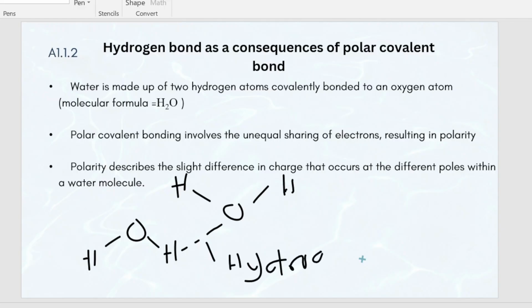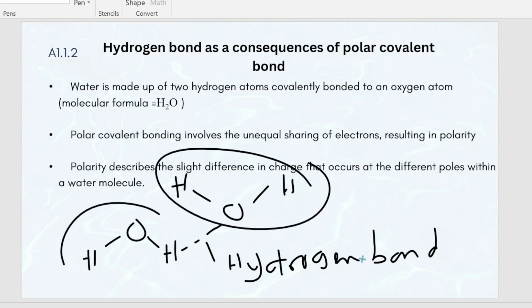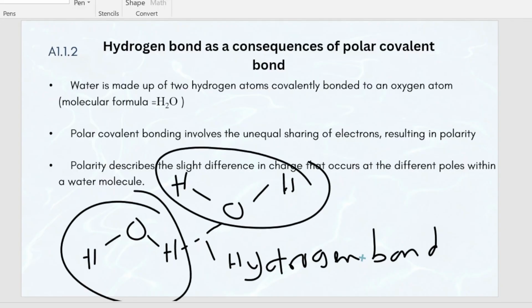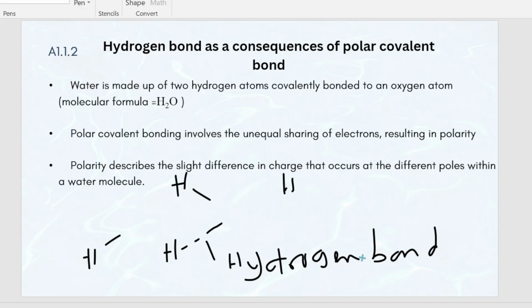This is the hydrogen bond. So hydrogen bond exists between the oxygen and hydrogen. Alright, so this is one water molecule, this is another water molecule, and this is the hydrogen bond joining them together. So hydrogen bond exists between one water molecule and another water molecule and is responsible for many of the properties of water.